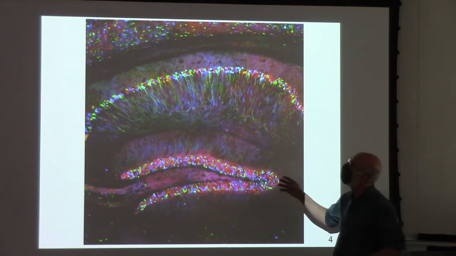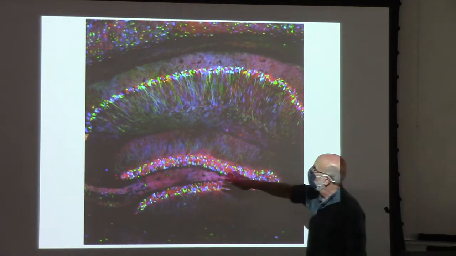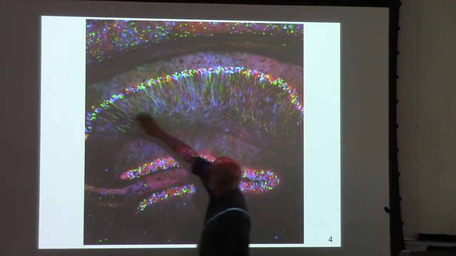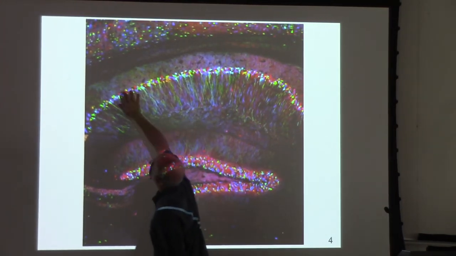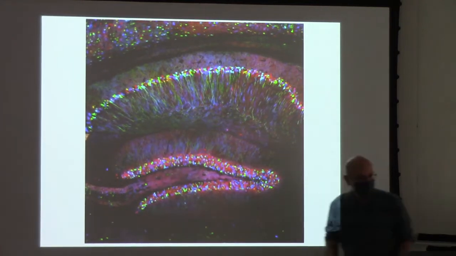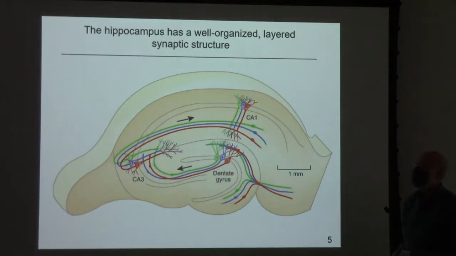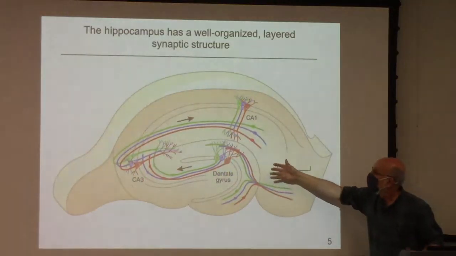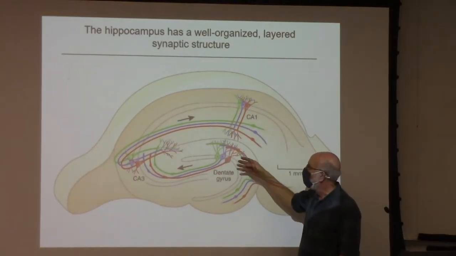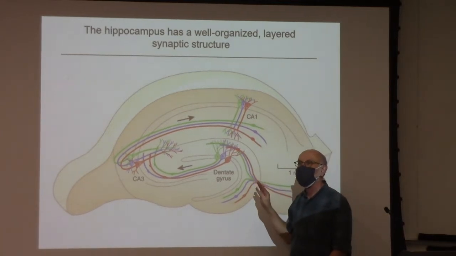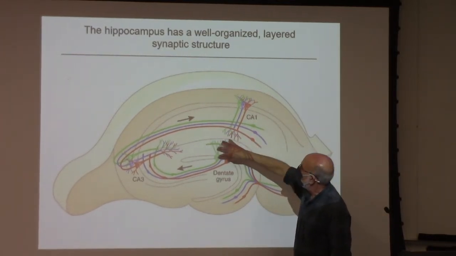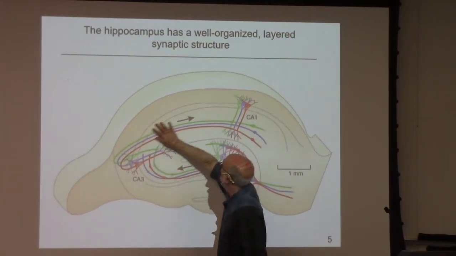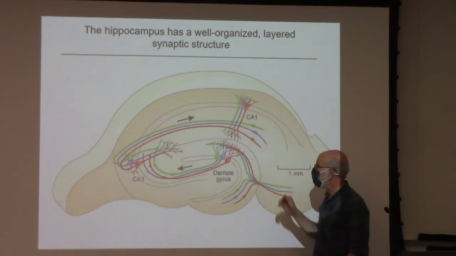But you can see this well-organized laminar structure. Cell bodies, axons making synapses. Cell bodies, axons making synapses. Here's a cartoon of the same thing, right? So, this is good. So you can see cell bodies, axons making synapses, cell bodies, axons making synapses.